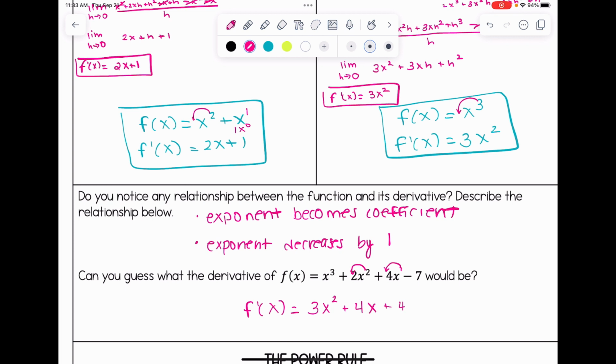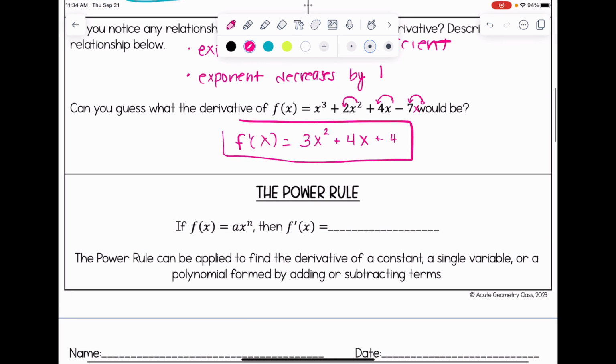And then minus 7, the derivative of that, this is already like negative 7x to the 0. If I bring the 0 down, I'm just going to get 0 there. So my derivative is 3x squared plus 4x plus 4. This basically brings us to the power rule.